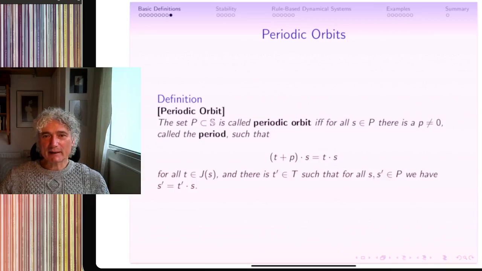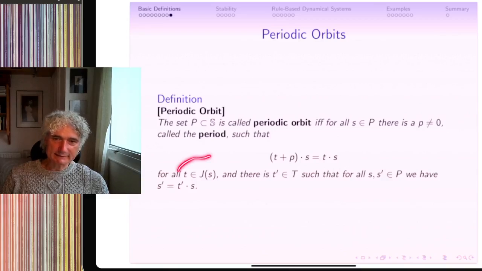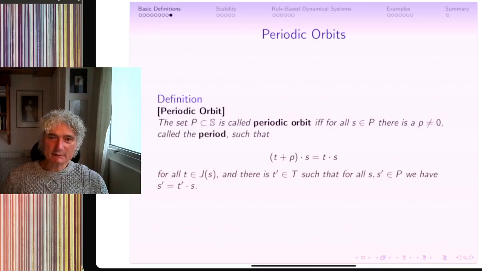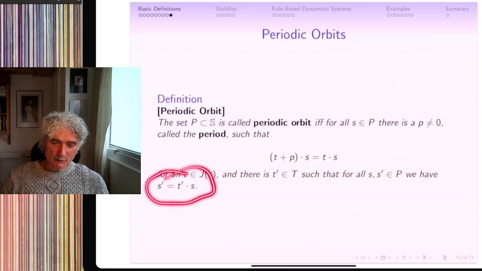that if you apply now the time t plus p to s, then you are exactly back at the same point, so that would be the shift t times s. This must hold for all t in the existence interval of s. And also all the points must be on the orbit. So the whole set of the orbit is defined such that you can go from any point to any point. So there is a t prime in t such that for all s, s prime in the orbit P, we have that s prime of t is t prime times s.